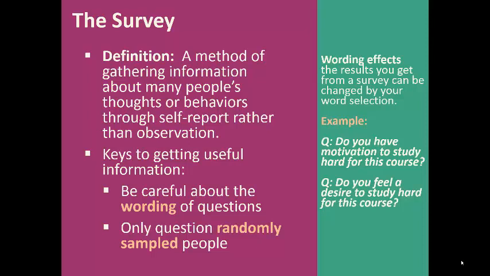So here's an example of how wording can bias somebody. Question: do you have motivation to study hard for this course? Versus: do you feel a desire to study hard for this course? Based on that, people might respond differently. It's kind of like, how fast was the car going when it crashed into the wall? By using the word crash, it implies that the car was going fast, versus how fast was the car going when there was impact or when the car hit the wall.